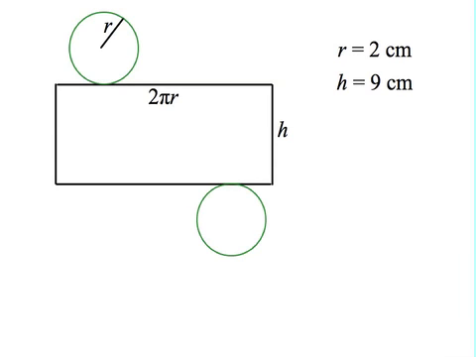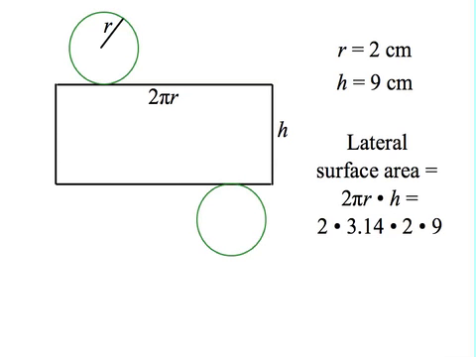We'll use our net to get the surface area, and we'll start with the lateral surface area. We plug in 2 for the radius, r, and 9 for the height, h, and then length times width is 2 pi r times h. The numbers are plugged in as shown. We get out a calculator, and we get 113.04 square centimeters as the area of the rectangle, which in this cylinder is the lateral surface area.